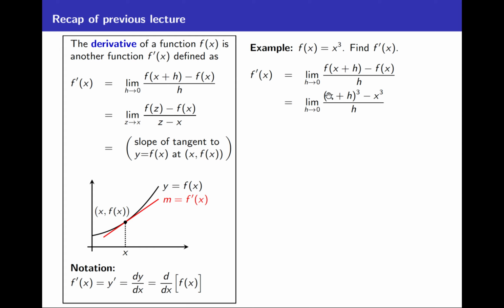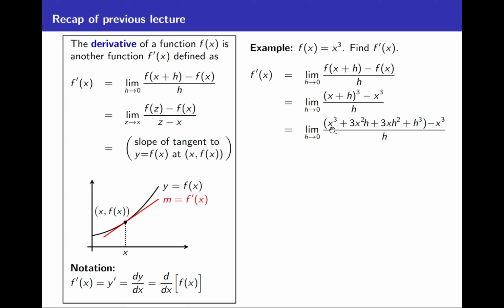Well, let's see if we could collect some like terms on the top and maybe cancel the h on the bottom. That's going to involve our cubing out the x plus h. This is x plus h times x plus h times x plus h, and you have to FOIL all of that stuff out. And you've probably done this before. I'll skip the gory details, but when you cube out x plus h, you get x cubed plus 3x squared h plus 3xh squared plus h cubed.